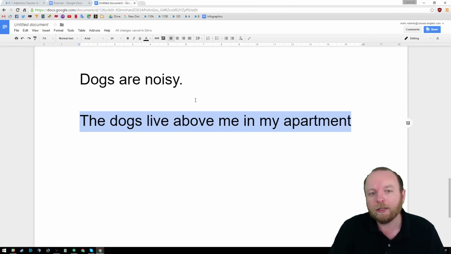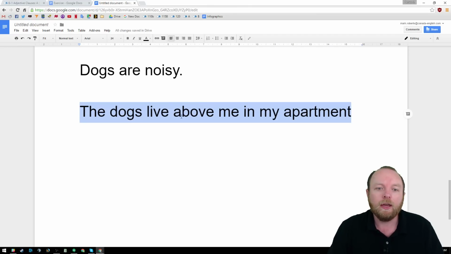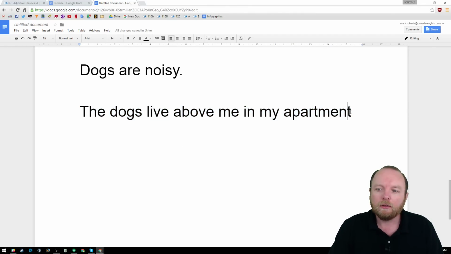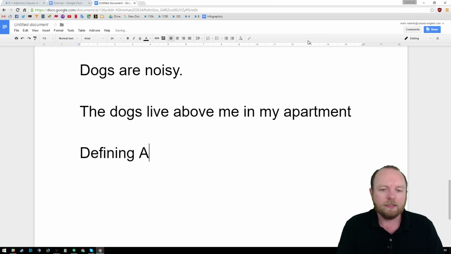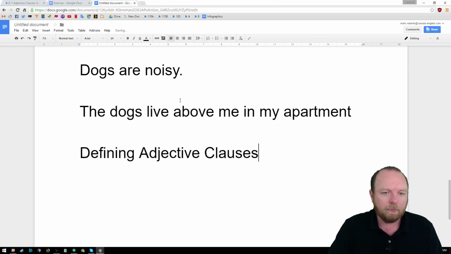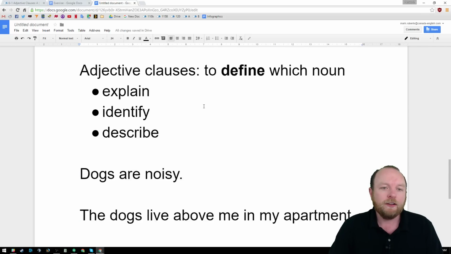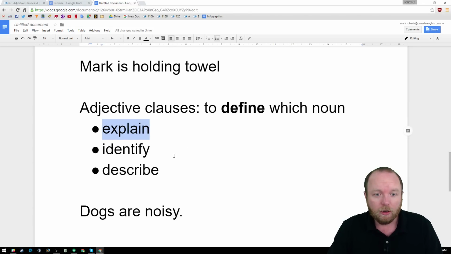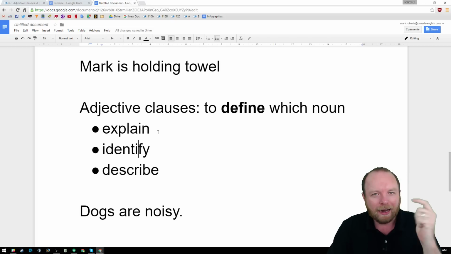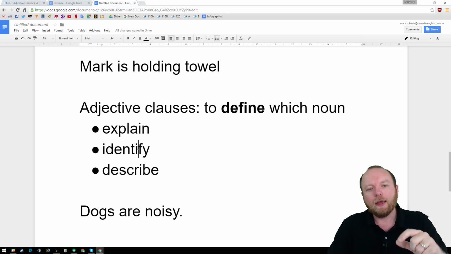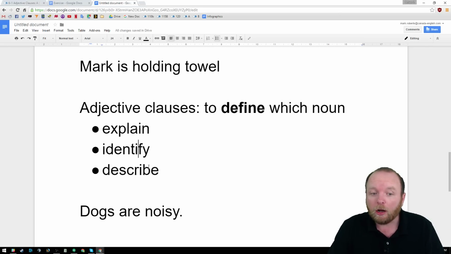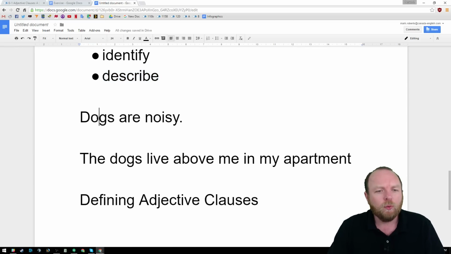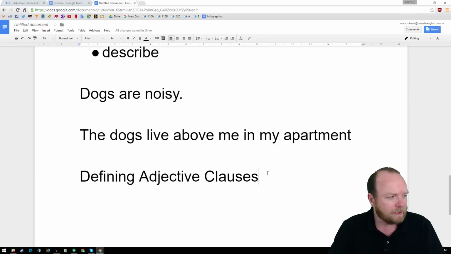Okay, now how do we do this? Well, here we go. Usually, let's talk about the rules. Okay, these are called defining adjective clauses. Now remember this word, define. Defining helps us explain which dogs, or identify. Maybe you don't understand identify. You know, ID card. ID is identify. Okay. So they identify which dogs, or they describe which dogs. So which dogs are noisy? Okay, guys, here we go.